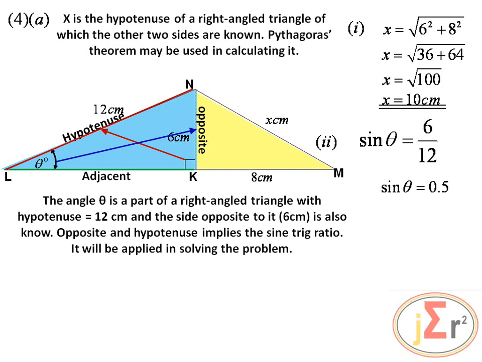0.5, we have the sine of the angle, we need the angle. In order to determine the angle, what do we do? We find the sine inverse of 0.5. We have the sine of the angle, we need the angle. We do the opposite of the sine, which is finding the sine inverse. That turns out to be 30 degrees.